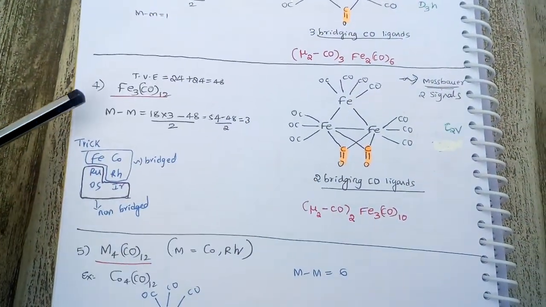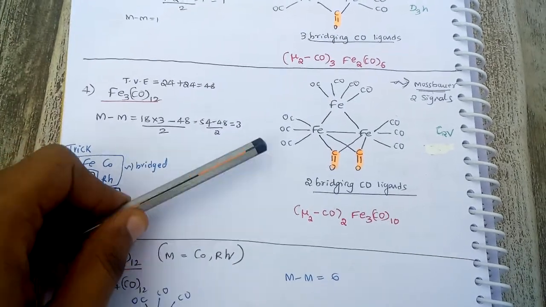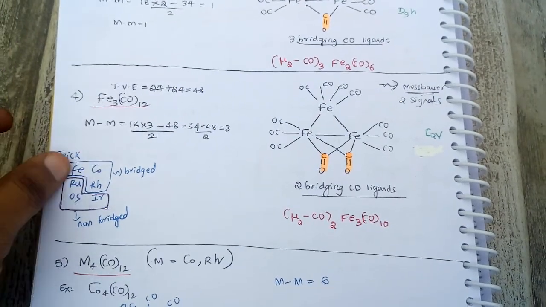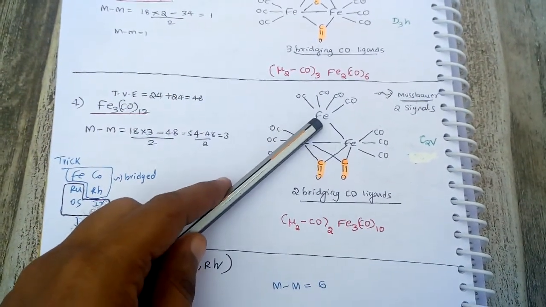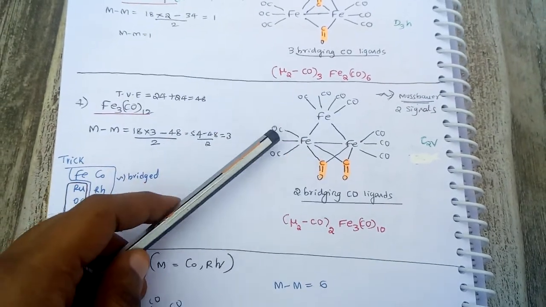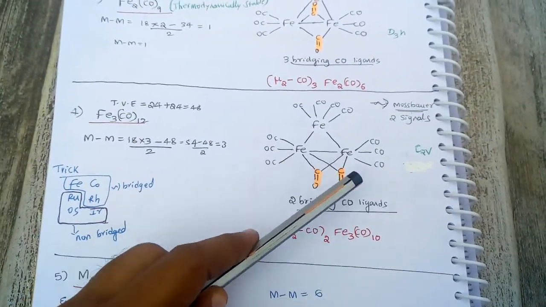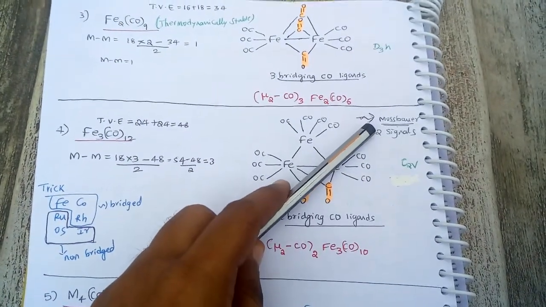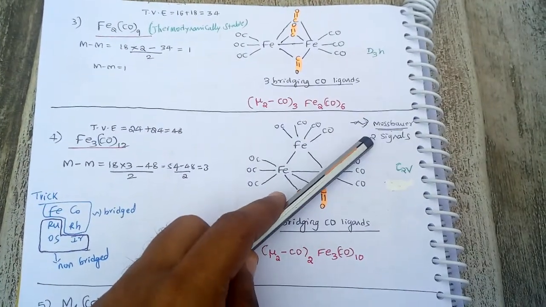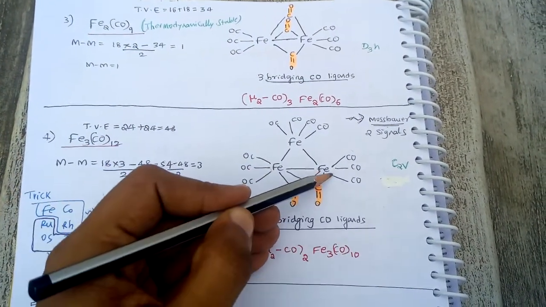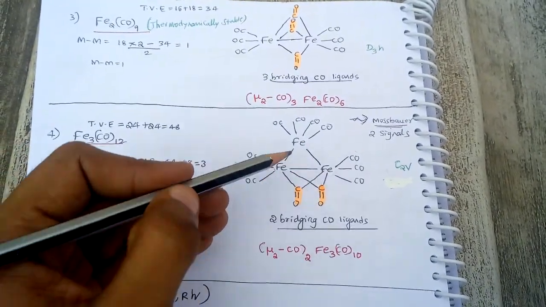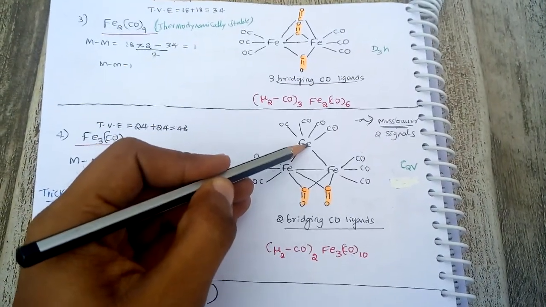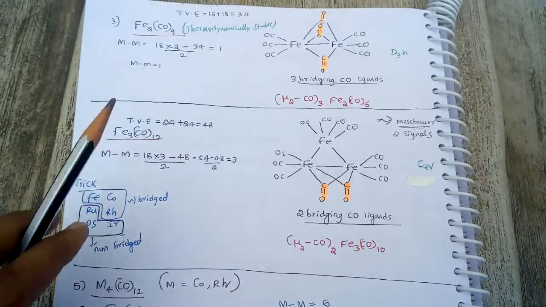Similarly, for Fe3(CO)12 the metal-to-metal bond is 3. Here 1, 2, 3, there are 3 metal-to-metal bonds. One Fe is coordinated to 4 terminal CO groups, here 3, and here 2 bridging carbonyl groups are present, and the point group is C2v. Also, in Mössbauer spectra it gives 2 signals. These two Fe are in the same environment and give one signal, and this Fe is coordinated to 4 terminal CO groups, so it gives another signal. So there are 2 signals, and the point group is C2v.